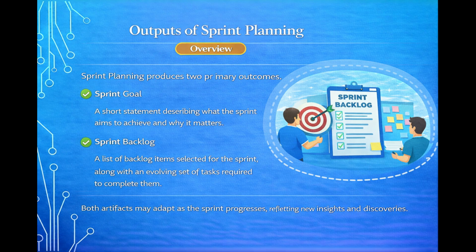Sprint planning produces two items. A sprint goal, a short statement of what the sprint aims to achieve and why it matters. And a sprint backlog, a list of backlog items selected for the sprint, along with an evolving set of tasks required to complete them. It is updated as the sprint progresses, reflecting new insights and discoveries.